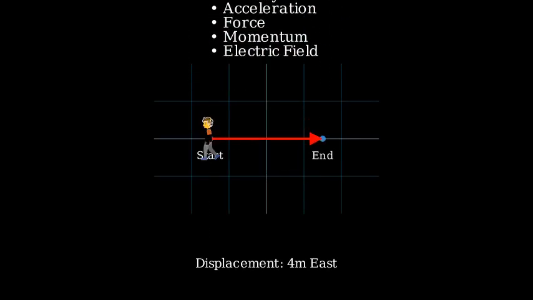Displacement is a vector that represents the change in position of an object. For example, if a person walks 4 meters east, their displacement is 4 meters east. It has both magnitude, 4 meters, and direction, east.